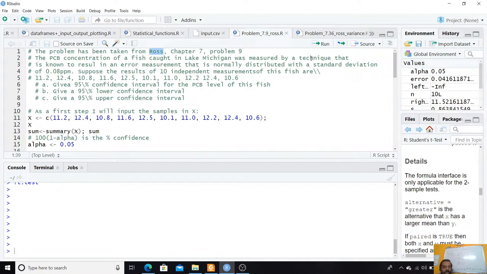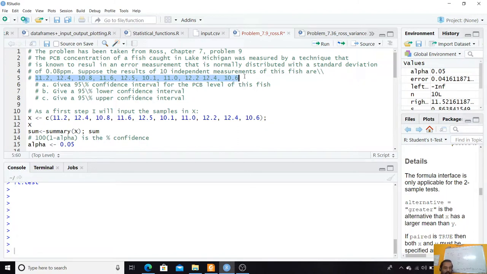And they use a technique that is known to result in an error measurement. And this error measurement is known to be normally distributed with a standard deviation of 0.08 ppm, or parts per million. Now, suppose the results of 10 independent measurements of this fish are given by these values. So these were those 10 independent measurements. The first question is to give a 95% confidence interval for the PCB level of this fish. Now, whenever you get a problem of this type, we have looked at those 6 cases, and you have to try to figure out in which case it fits.